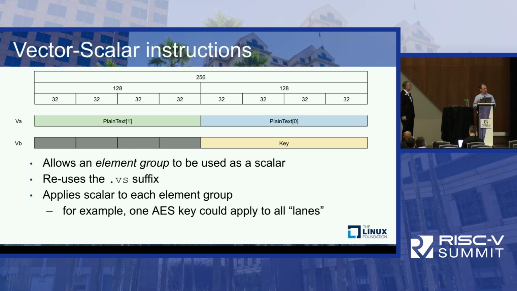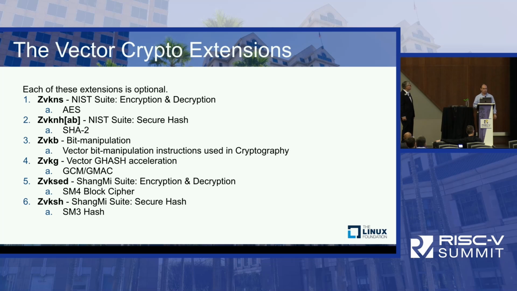So we have a new type of vector scalar instruction. This is different from what's in the vector specification, but it allows an element group to be used as a scalar. It reuses the VS suffix, something that already exists in the vector extension, and it allows you to apply a scalar element group to all lanes. So for example, if you're doing AES encryption, you can use one 128-bit key for all 128-bit lanes. That saves you from having to splat that key and slow down the performance.